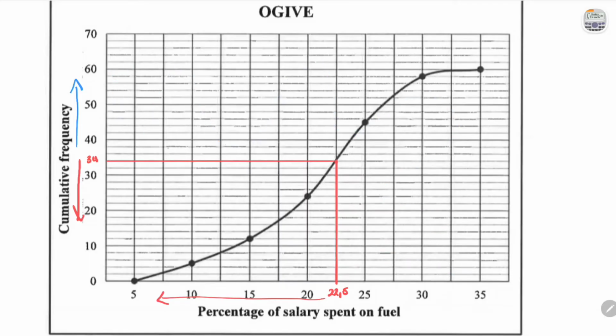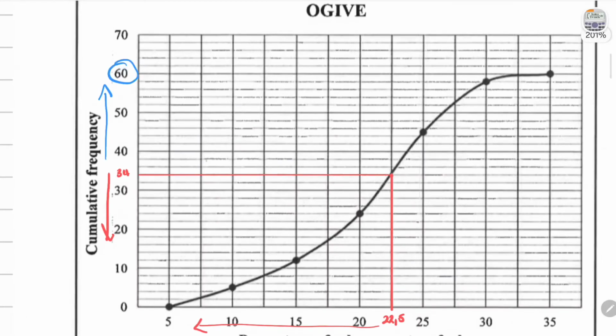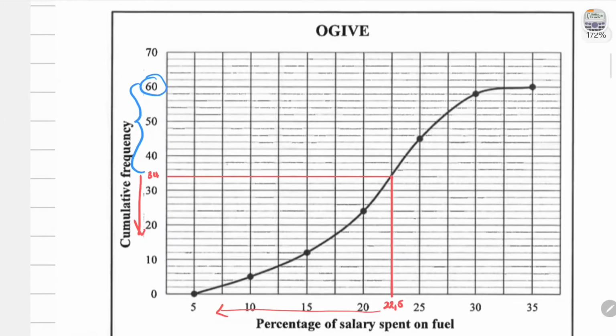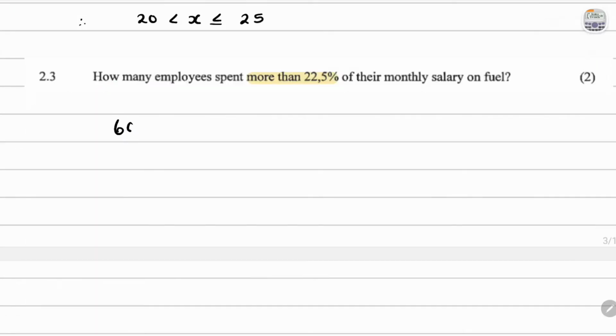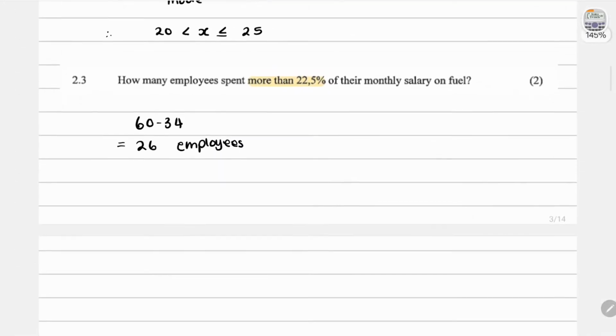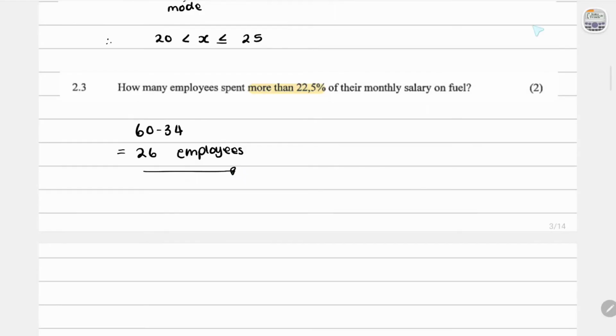How we find them is we know that there's a maximum of 60 employees. So the people who spent more than this start from above 34, so this will be 60 minus 34. And then we'll find that number. 60 minus 34 is equal to 26. So it's 26 employees that spent more than 22.5% of their salary on fuel. And that is our answer.